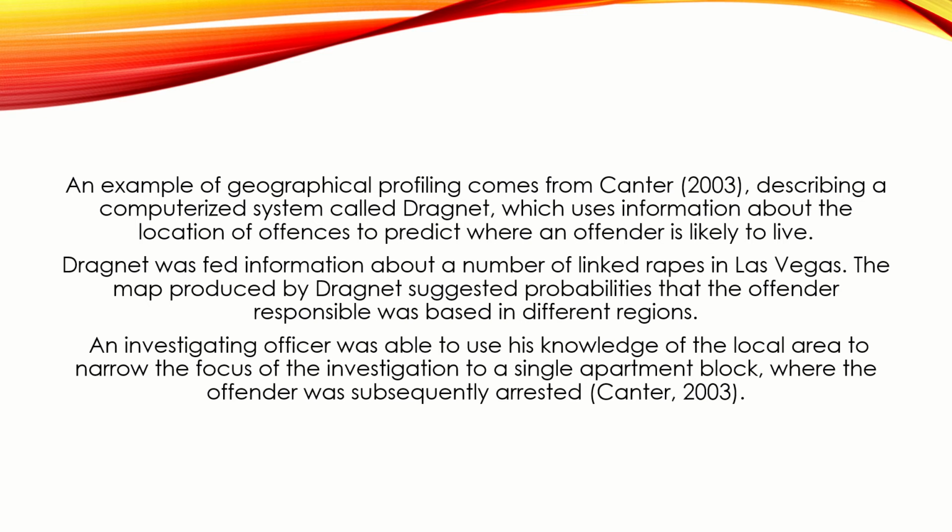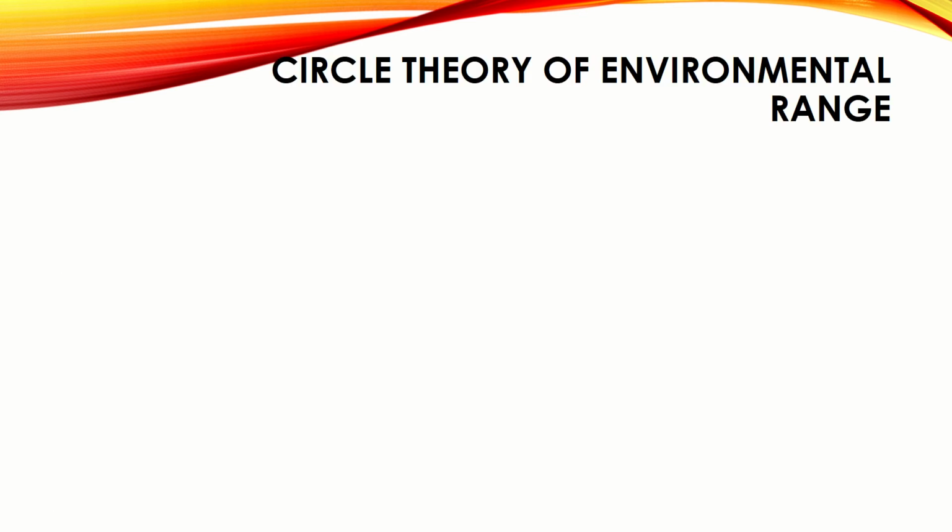So basically, Dragnet is a computer program that puts the likelihood in percentages of where the offender will live based on where he's committed his crimes. And actually, with extensive use of Dragnet, you can pinpoint locations of where the highest likelihood of the offender living is on the map and be able to get those people.